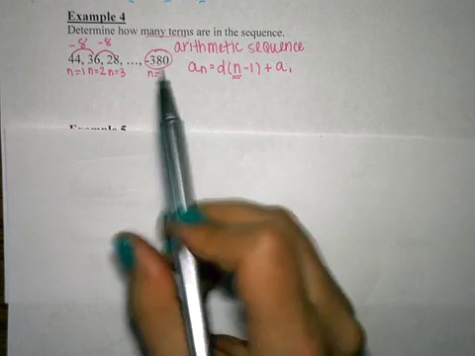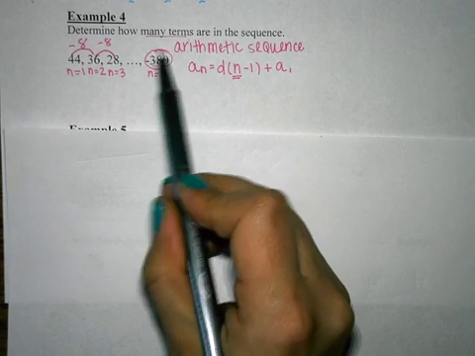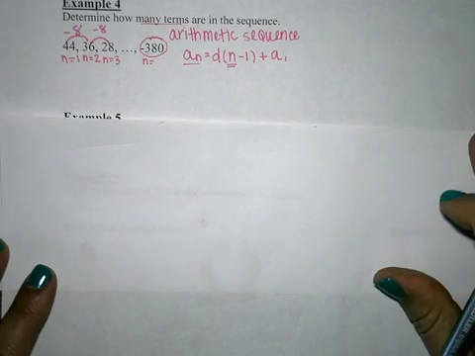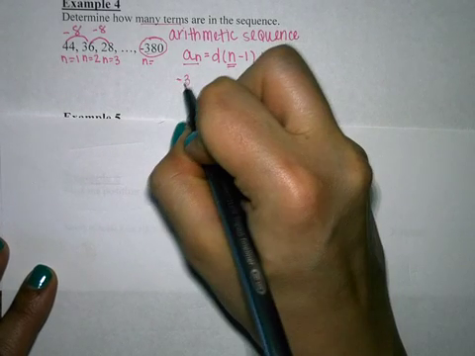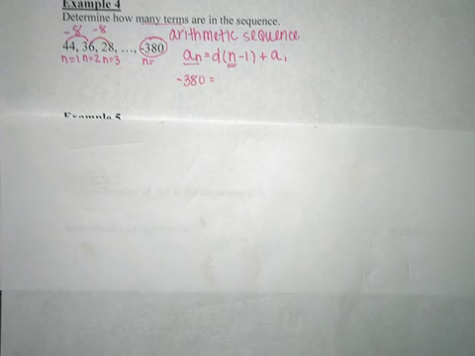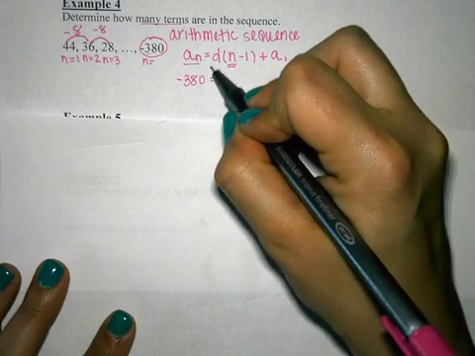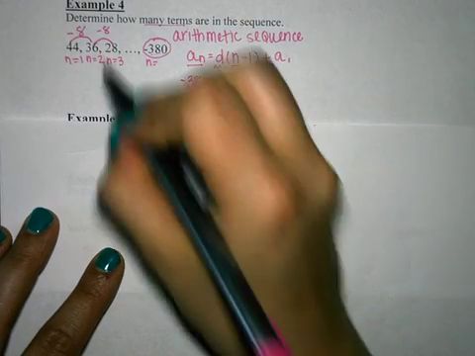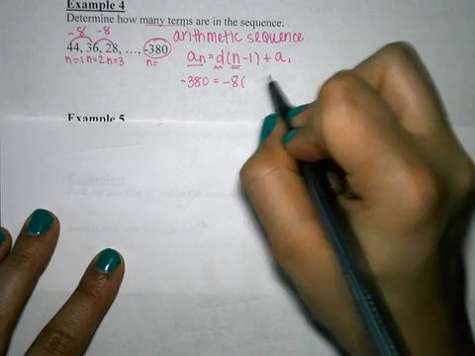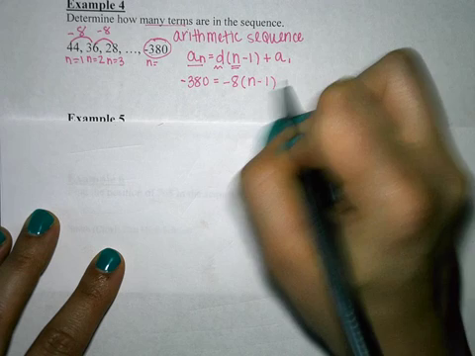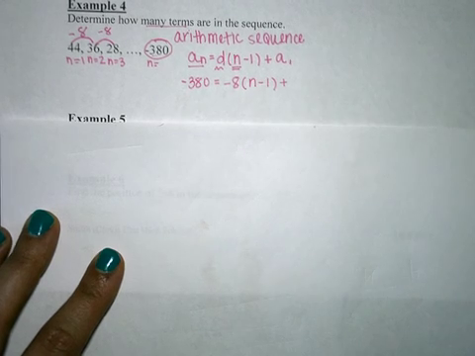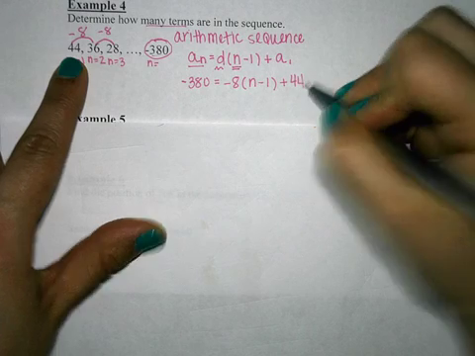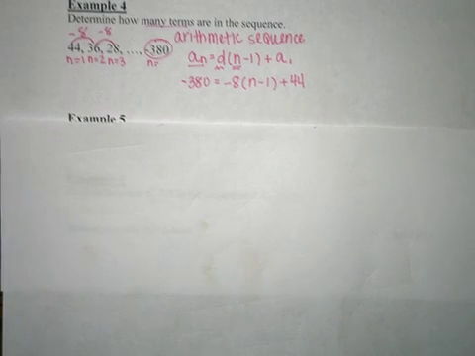So we're going to plug all of that stuff in. Negative 380 is my actual term, so I'm going to plug it in here for an. So negative 380 equals. We know what d is. That's the number that we're adding or subtracting each time. In this case, it's negative 8 times n minus 1, because we don't know what n is, plus a1. a1 was 44. So now all we have to do is solve for n.